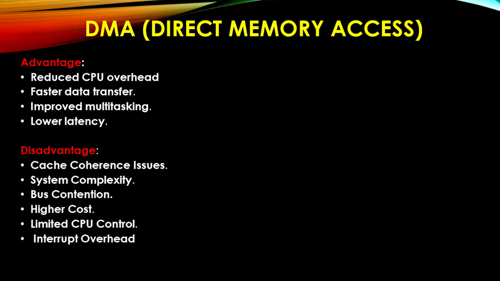Next we will see the disadvantages. The first disadvantage is cache coherence issues. DMA can bypass the CPU cache, leading to data mismatches. Next one is system complexity. It requires extra hardware and careful setup. Then bus contention. The DMA and CPU may compete for the system bus, lowering the performance. The fourth one is higher cost, due to the additional controller hardware. Limited CPU control: the CPU has less control during the DMA transfer. The last one is interrupt overhead. The DMA still generates interrupts, which can affect system speed.